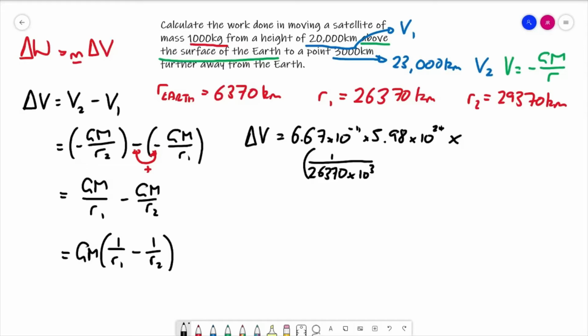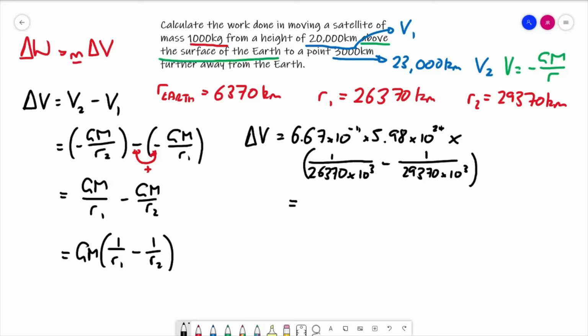Now that's okay just to put it like that into your calculator. You don't have to worry about converting that into pure standard form. Your calculator will understand 26370 times 10 to the 3, absolutely fine. And we'll obviously subtract from that 29370 times 10 to the 3.